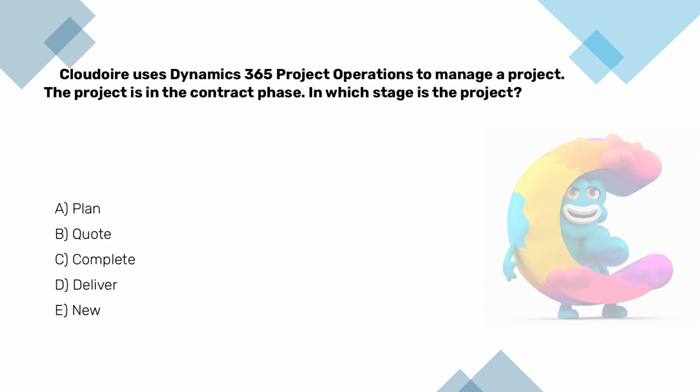We use Dynamics 365 Project Operations to manage a project. The project is in the contract phase. In which stage is the project? A. Plan. B. Quote. C. Complete. D. Deliver. E. New.